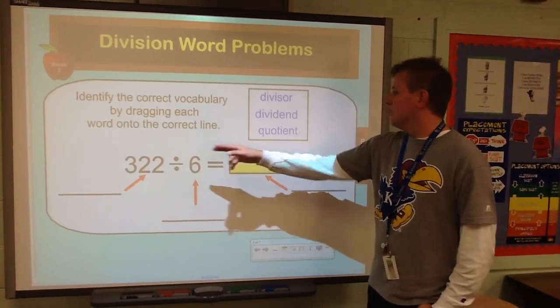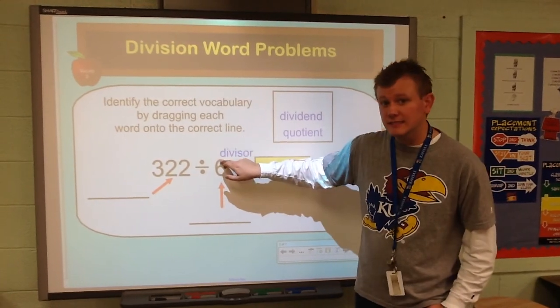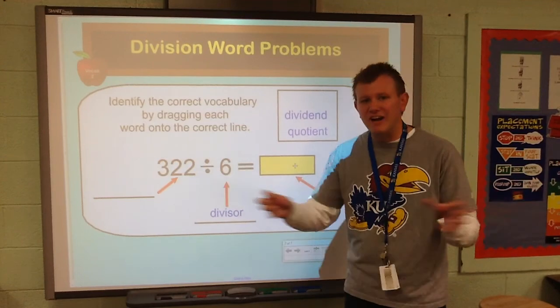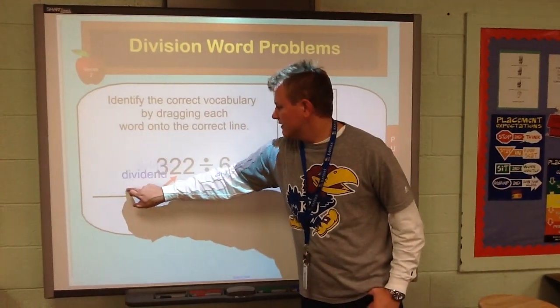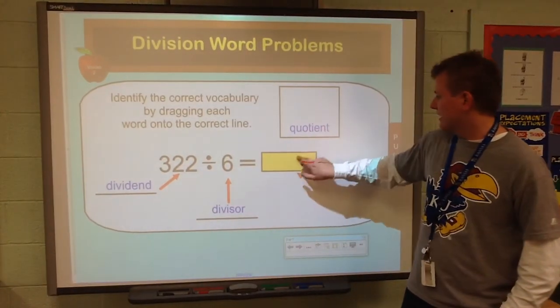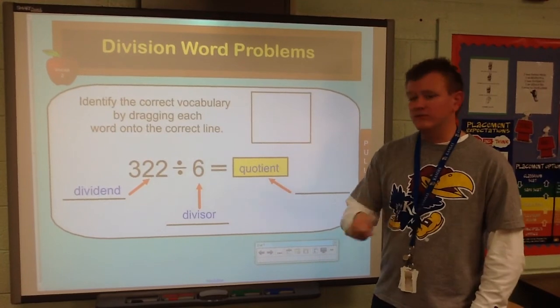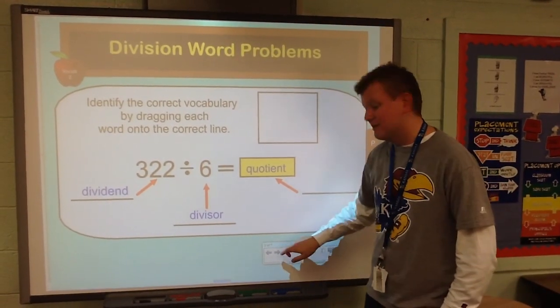322 divided by 6. Well, 322 is our divisor, right? The divisor is the 6. The number that is dividing up the larger number is our divisor. The number that is being divided is the dividend. And our answer, whatever that may be, is the quotient. I tell you what, I'll give you a little bonus tomorrow if you solve this problem, 322 divided by 6, if you get it right.